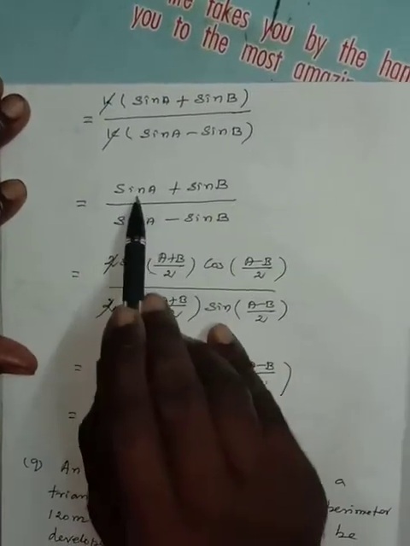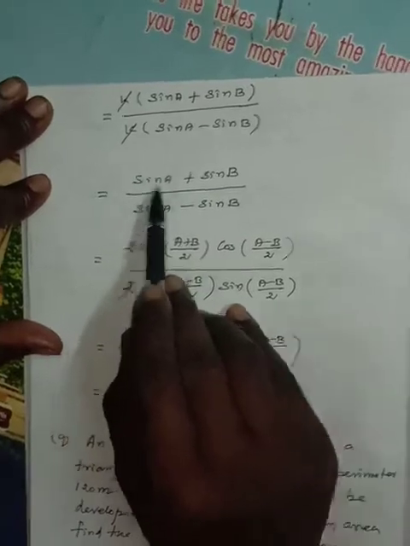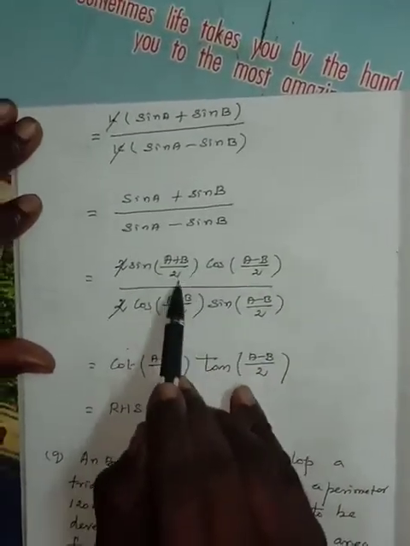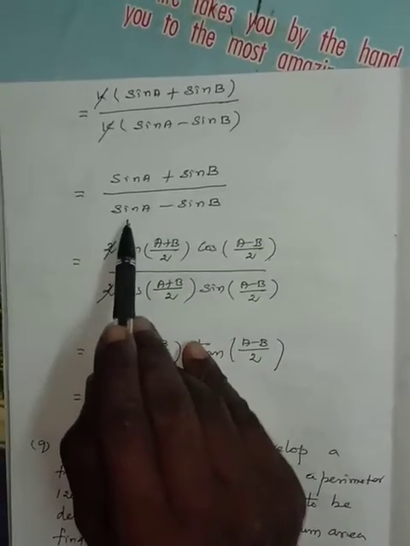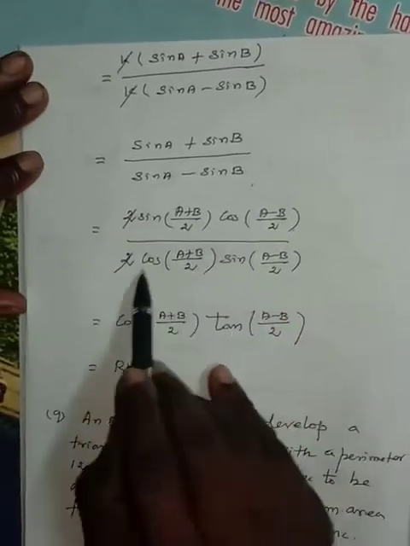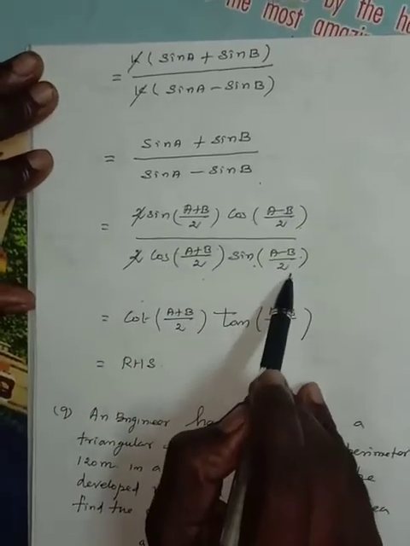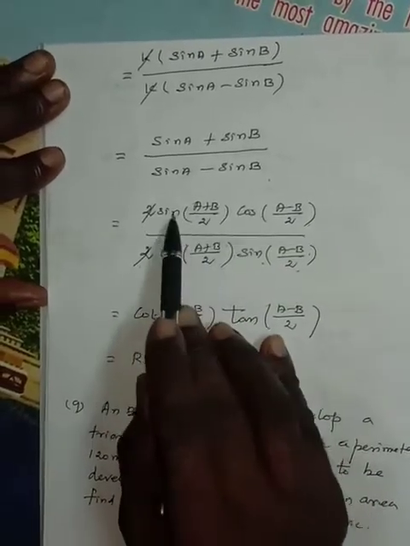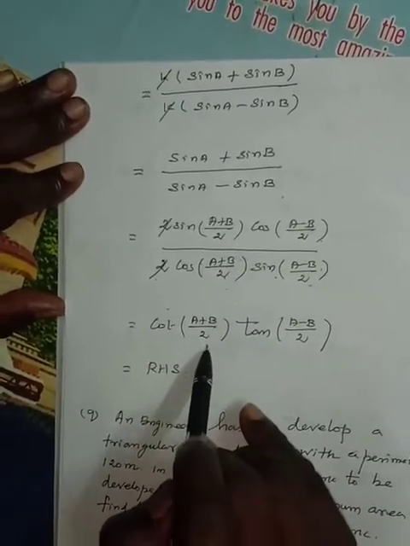Using the formula sin C + sin D = 2 sin((C+D)/2) cos((C-D)/2), sin A + sin B is 2 sin((A+B)/2) cos((A-B)/2), whole divided by the sin A - sin B formula, 2 cos((A+B)/2) sin((A-B)/2). Now the 2 cancels. Sin((A+B)/2) divided by cos((A+B)/2) is tan((A+B)/2).